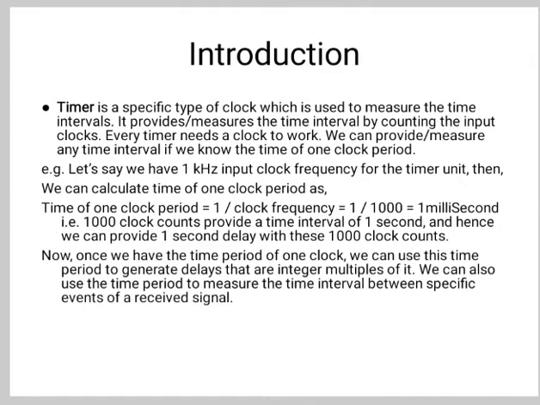Now once we have the time period of 1 clock, we can use this time period to generate delays that are integer multiples of it. We can also use the time period to measure the time interval between specific events of a received signal.